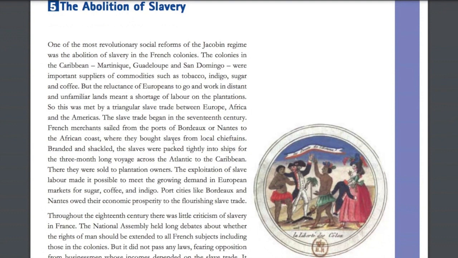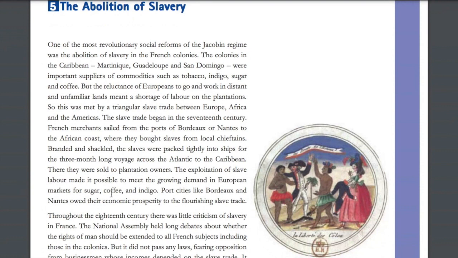French merchants sailed from the ports of Bordeaux or Nantes to the African coast, where they bought slaves from local chieftains. So Africans were brought as slaves from local chieftains, branded and shackled. The slaves were packed tightly into ships for a three-month-long voyage across the Atlantic to the Caribbean. They were then sold to plantation owners.